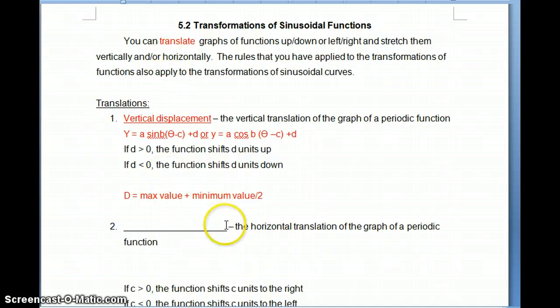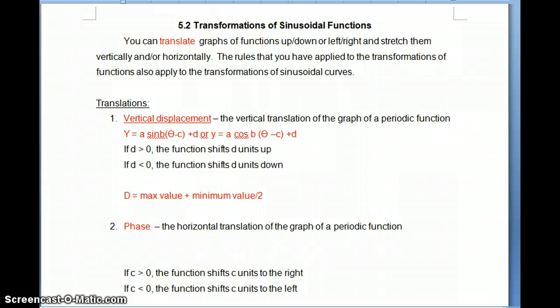Our next translation is what we call phase shift. This is the horizontal translation of the graph of a periodic function, so it moves to the left or to the right. This is determined by the value c in the general forms of cosine and sine. If c is greater than 0, the function shifts c units to the right, and if c is negative, the function shifts c units to the left.